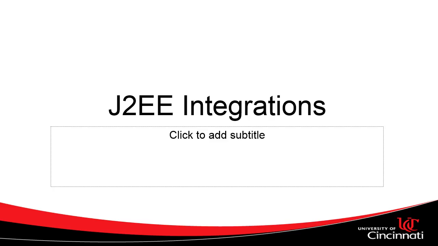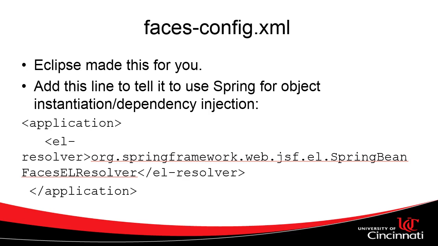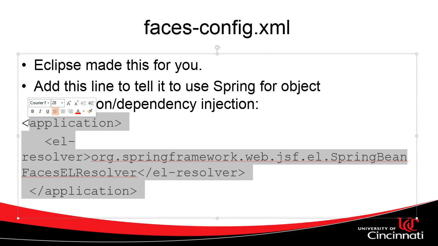In our previous video, we converted an Eclipse project to Maven, and then we added dependencies for Spring and PrimeFaces. In this video, we're going to see what we need to do to integrate Spring with JSF. First of all, faces-config is the default configuration file for JSF, so we simply need to tell Faces that it should use Spring for object instantiation and dependency injection.